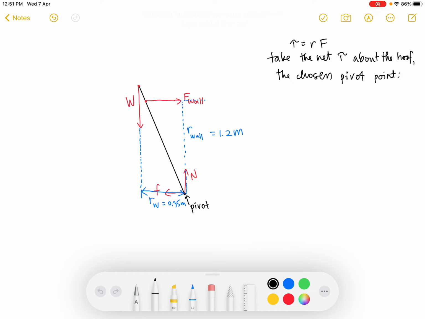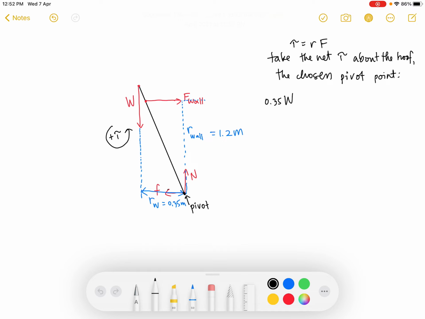Looking at the weight force, the torque due to the weight force will be the lever arm, 0.35, multiplied by the weight force. Now, will this torque be positive or negative? Notice that the tendency of the weight force is to pull the horse downwards, and relative to the pivot point, that will cause the horse to rotate in an anti-clockwise direction, and anti-clockwise gives us a positive torque, so that will be a positive 0.35 multiplied with the weight force.